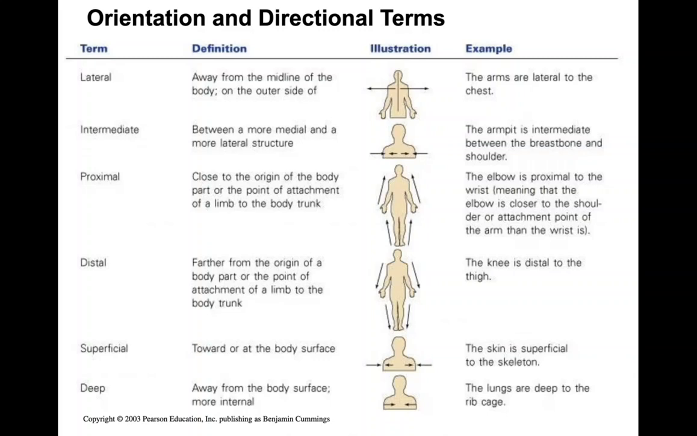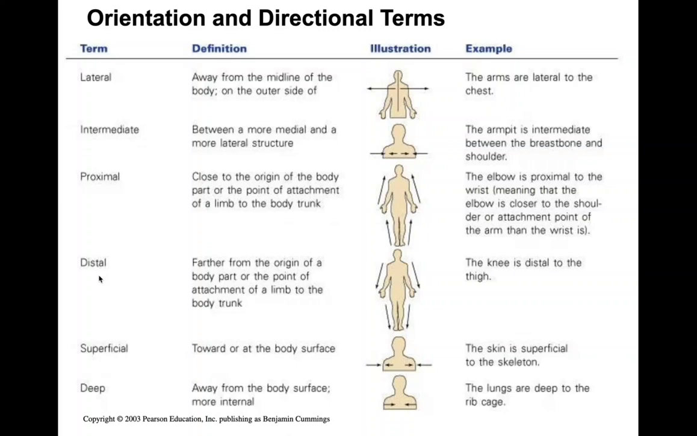Proximal is closer to the origin of the body or the core, the part where it's going to attach to the trunk. So you could say that your elbow is proximal to the wrist. Distal is farther from that origin or the core of the body. You could say that the knee is distal to the thigh. These two terms here you really want to be familiar with. These we use for the arms and the legs.